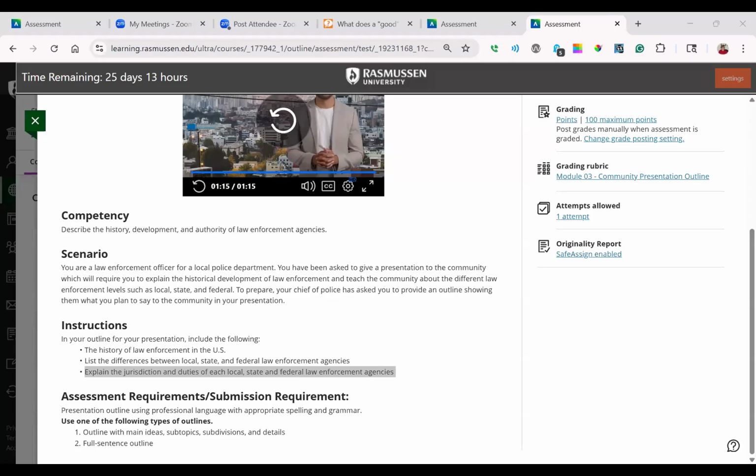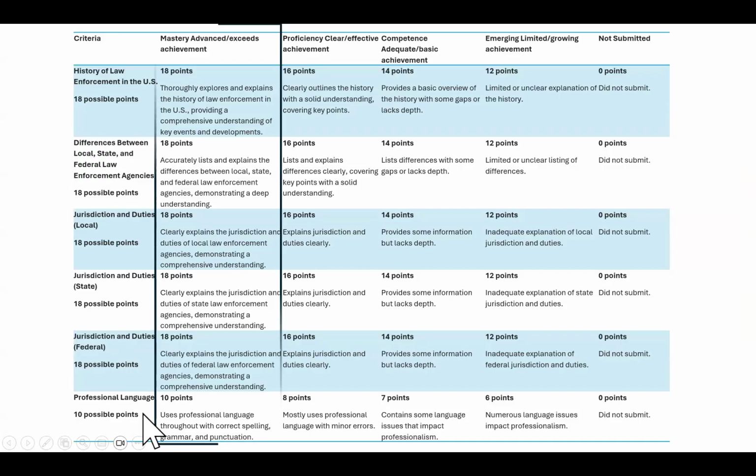And now you should be able to see it. Please review the grading rubric.